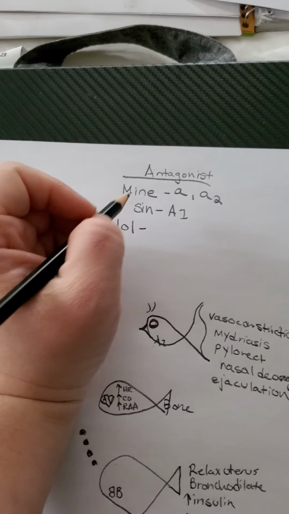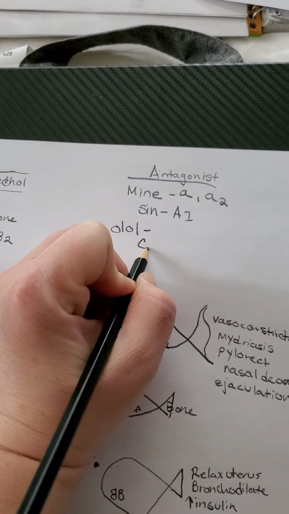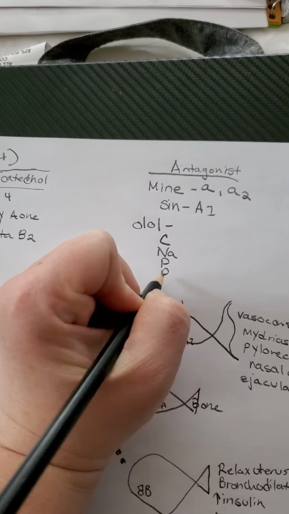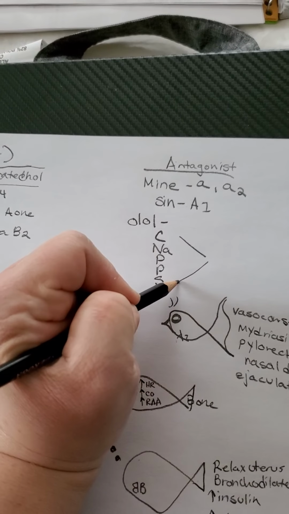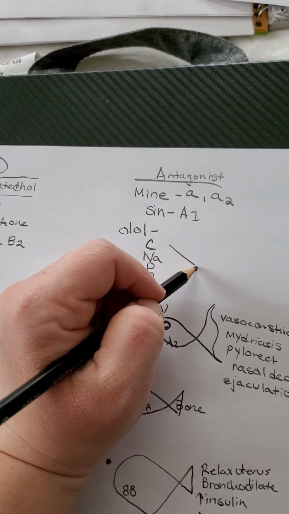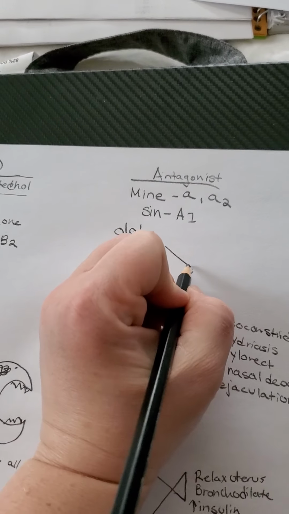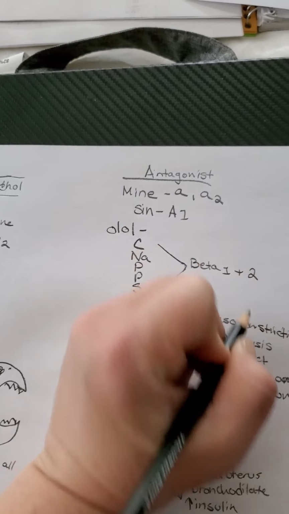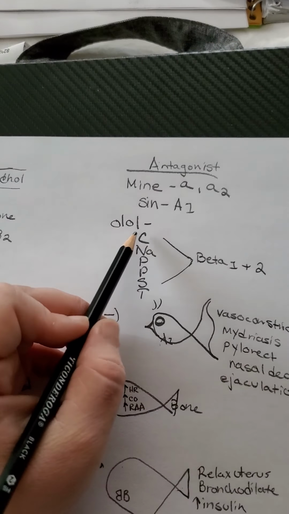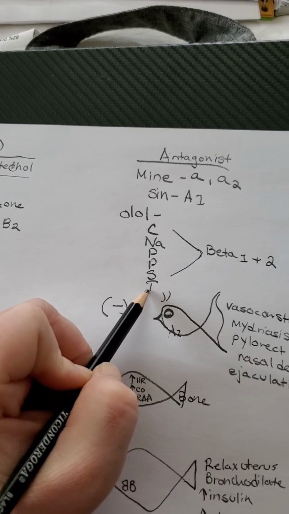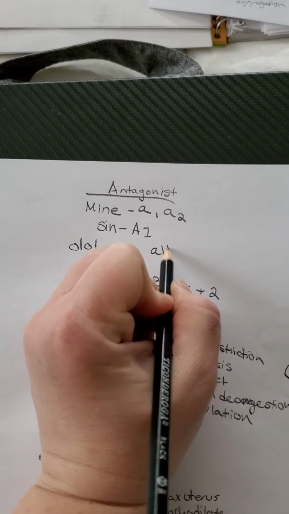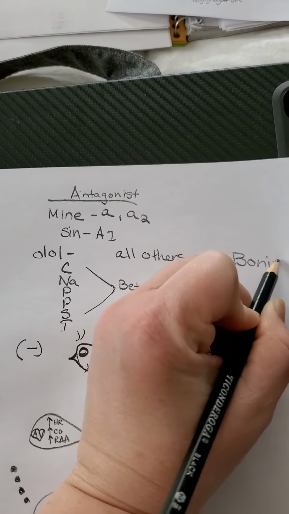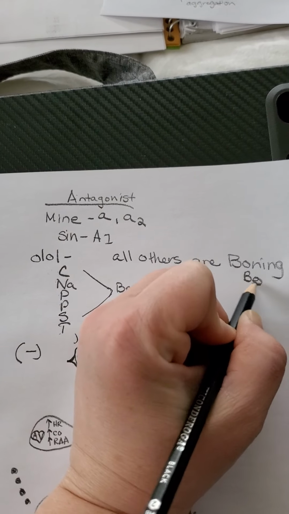But I have a list. C, anything that starts with a C, an NA, a P, an S, or a T. All of these are beta 1 and 2. Anything that doesn't start with a C, NA, P, S, or a T, all others are bone. They're all B1.